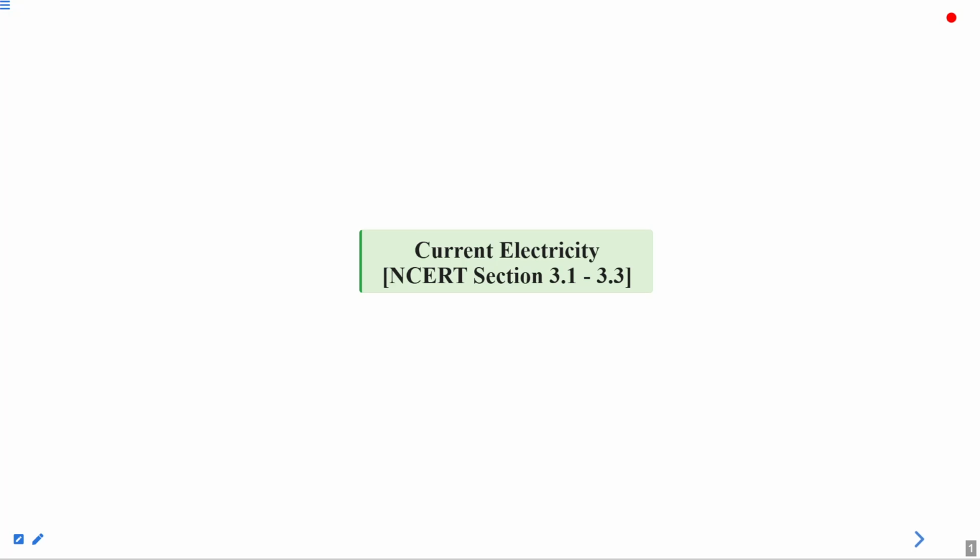The topic that we are going to discuss today is current electricity, NCERT sections 3.1 to 3.3.